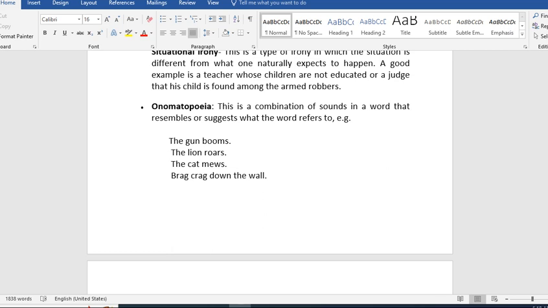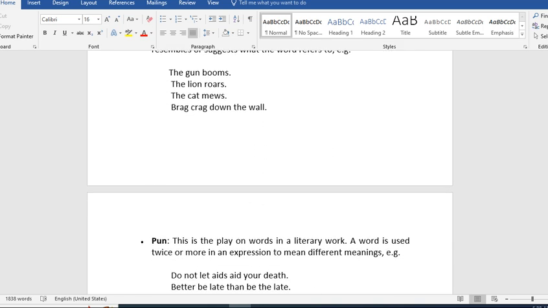The gun booms, it sounds like the sound of a gun. The lion roars, like the sound of a lion. The cat meows, it sounds like the sound of a cat. The wall cracked, that crack sounds like the wall is falling. Do you understand it here?